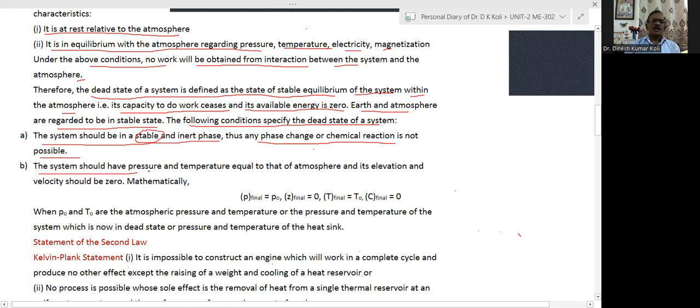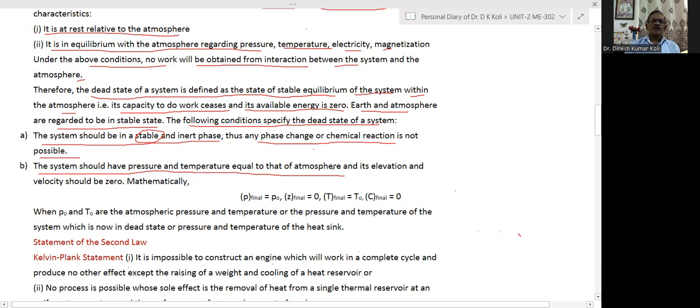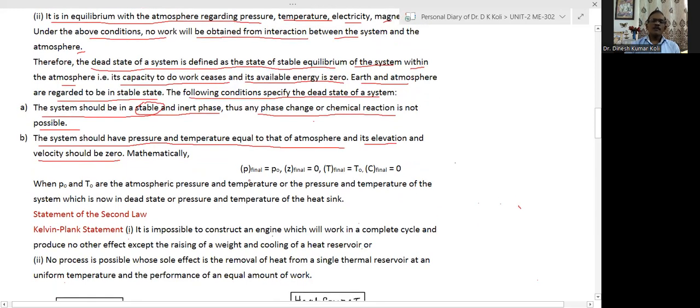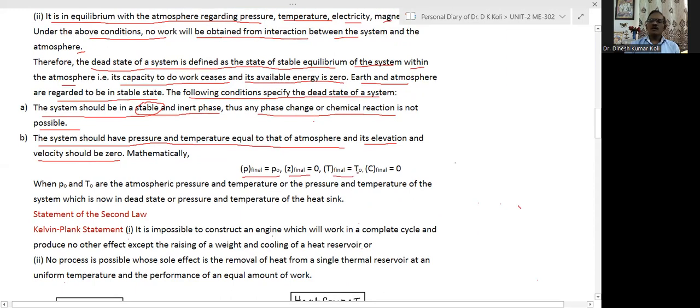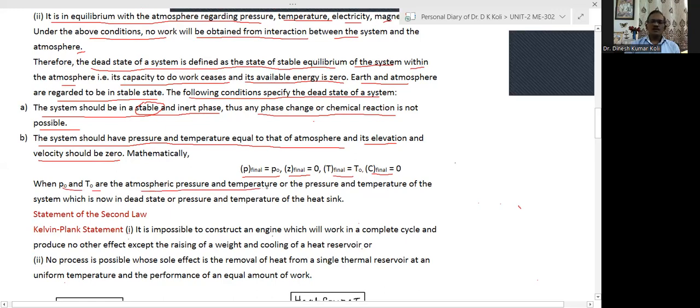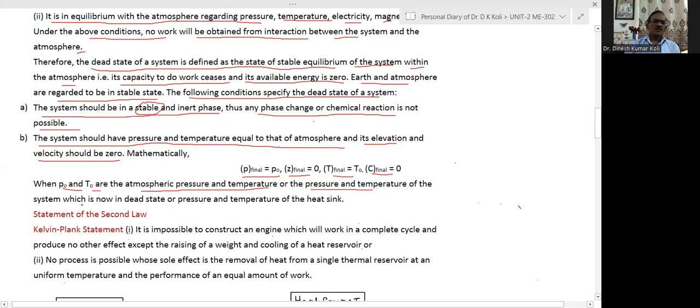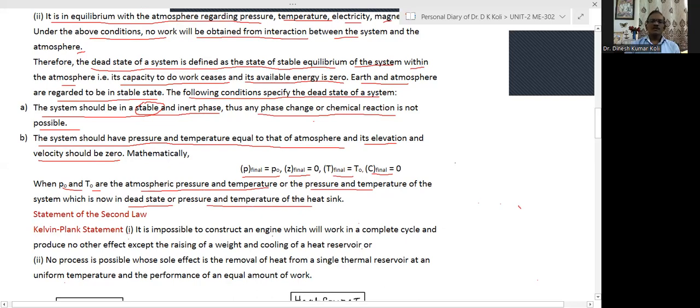The system should have pressure and temperature equal to that of the atmosphere, and its elevation and velocity should be zero. If we write mathematically, then final pressure equals the atmospheric pressure, final elevation equals zero, final temperature equals the atmospheric temperature, and final velocity is also equal to zero. Here P naught and T naught are the atmospheric pressure and temperature, or the pressure and temperature of the system which is now in the dead state, or the pressure and temperature of the heat sink.